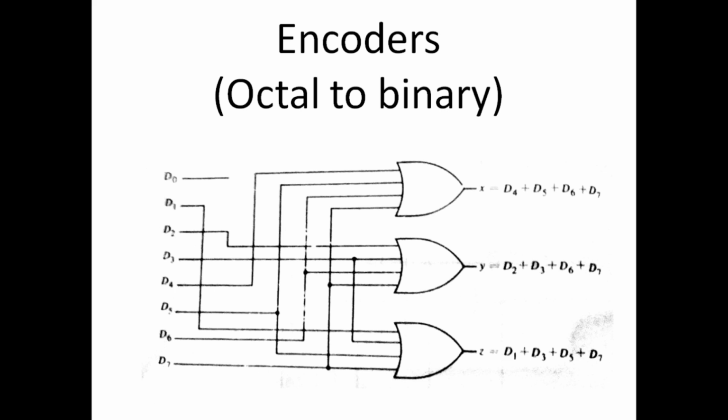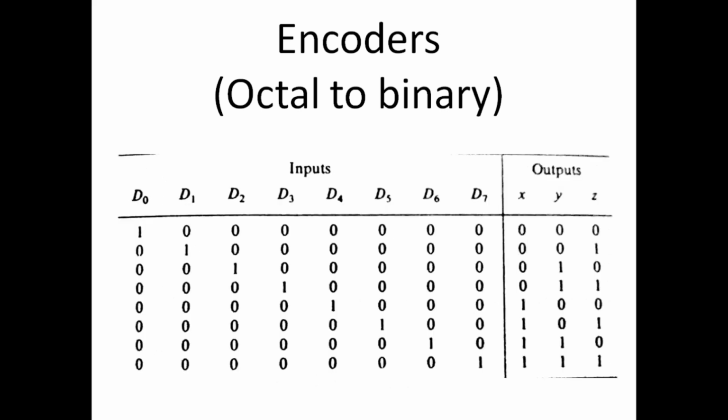Let me show you how we can derive these Boolean equations of this octal to binary encoder. This is the truth table of the octal to binary encoder. These are the inputs columns, these are the outputs columns. The octal to binary encoder takes 8-bit input, so here we have 8 Boolean variables. They are D0, D1 till D7, and these are the outputs, represented with X, Y, and Z Boolean variables.